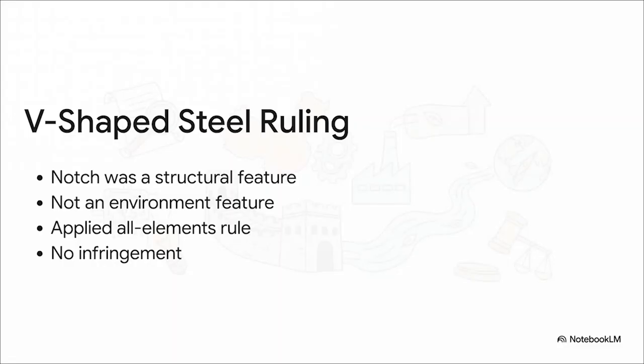Yeah, the court didn't buy it. They thoroughly analyzed the claims and determined that a notch cut into a piece of steel is a direct, physical, structural feature of the product itself. It doesn't describe a background, it doesn't describe an installation condition or an external device. Because it was a structural feature, the strict all elements rule was applied. The accused product was missing the notch, therefore there was no infringement. It proves that you cannot simply relabel a missing physical piece of your invention as an environment just to win your case.